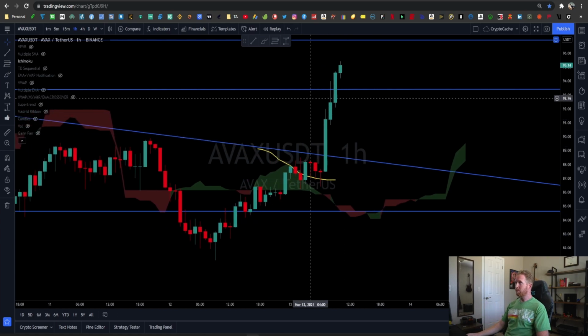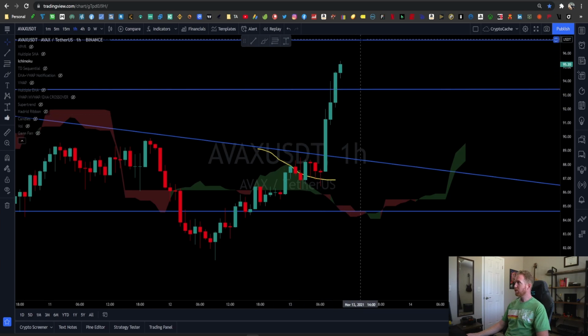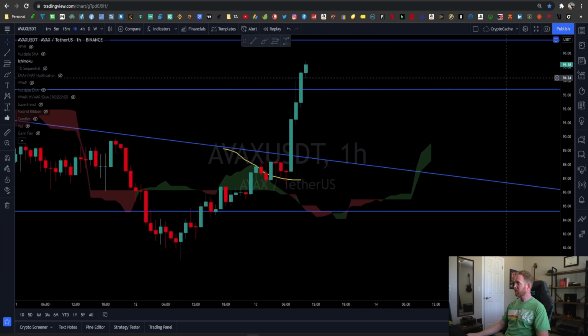But the cool thing is it's broken its key resistance level at 93.50, and it is trending upwards towards right around, what, 97 was it?